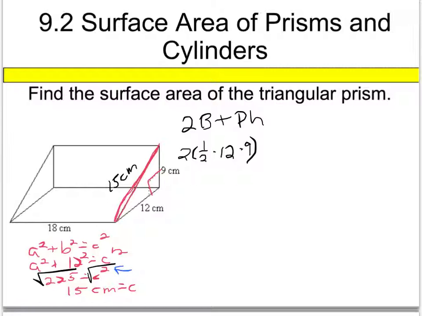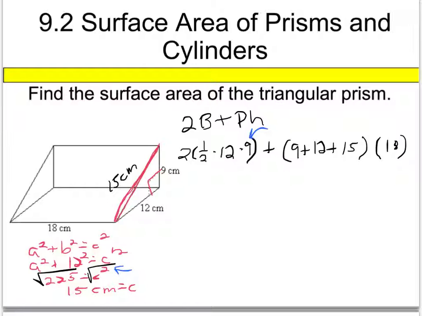Then we have our perimeter. We're adding it to the perimeter of the base, 9 plus 12 plus that segment that you just found, which is 15. Then multiply that times the height of the entire shape, times 18. Okay? You're not multiplying where this 9 is right here. That's the height of the base, not the height of the overall shape.